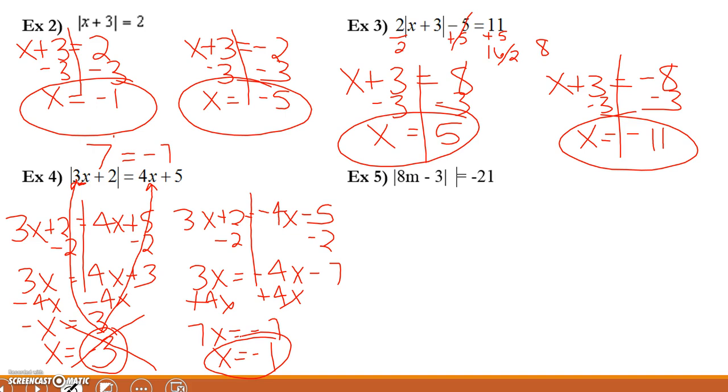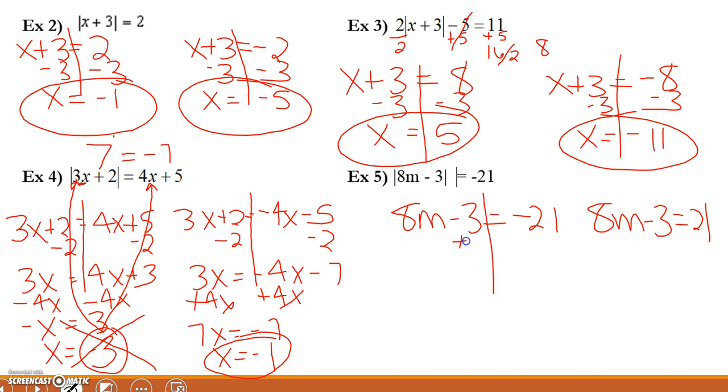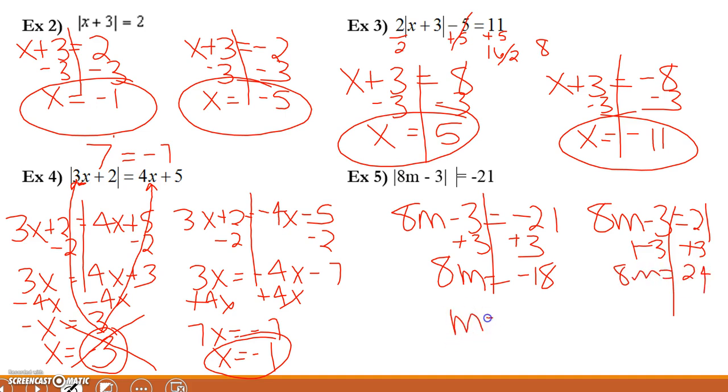Last one. So I have 8m minus 3 equaling 2 things, negative 21 and positive 21. So I solve both of these. So I have 8m equaling negative 18, and 8m equals 24. So m in this case, when I divide by 8 and I reduce that, I get negative 9 over 4. And when I do this one, I get 3.